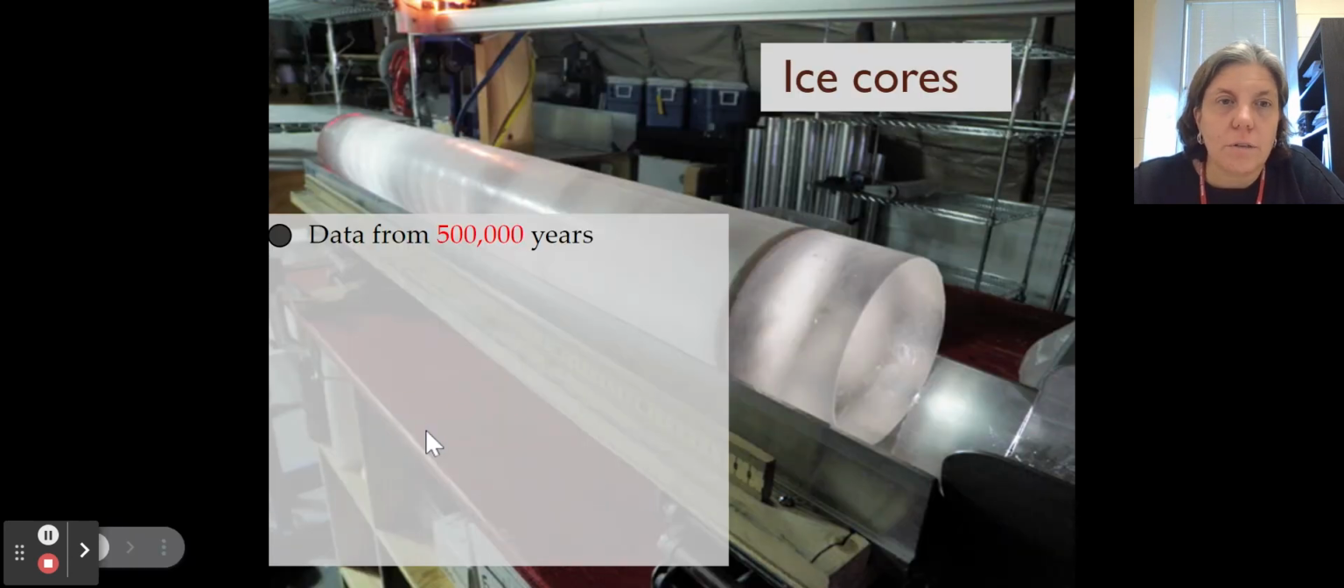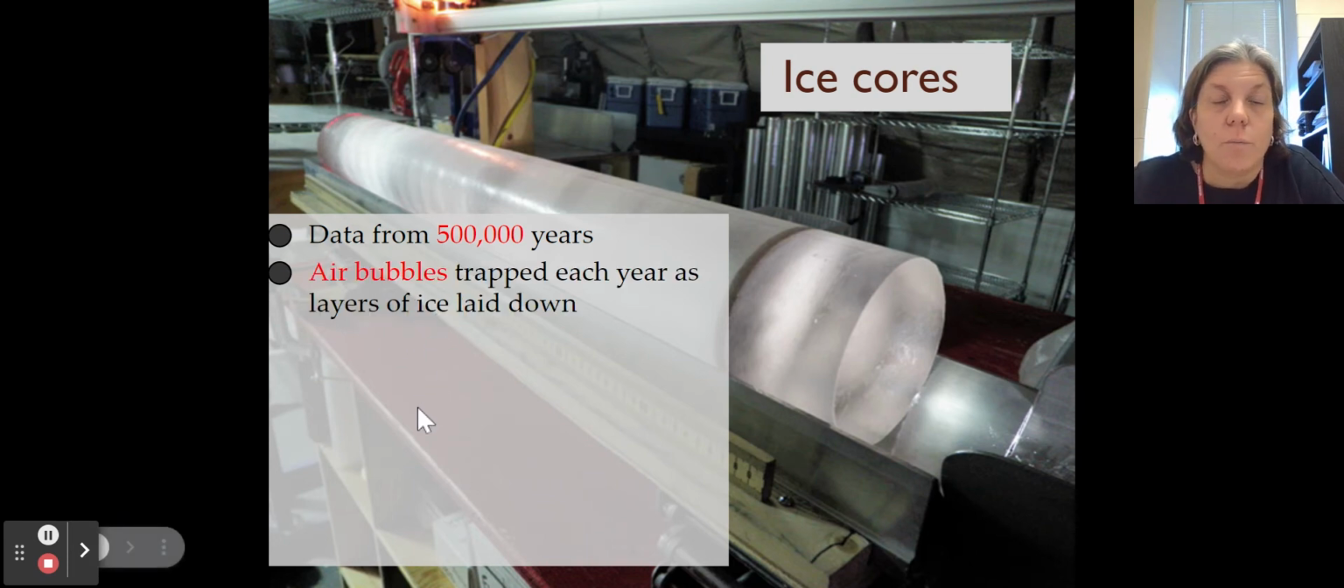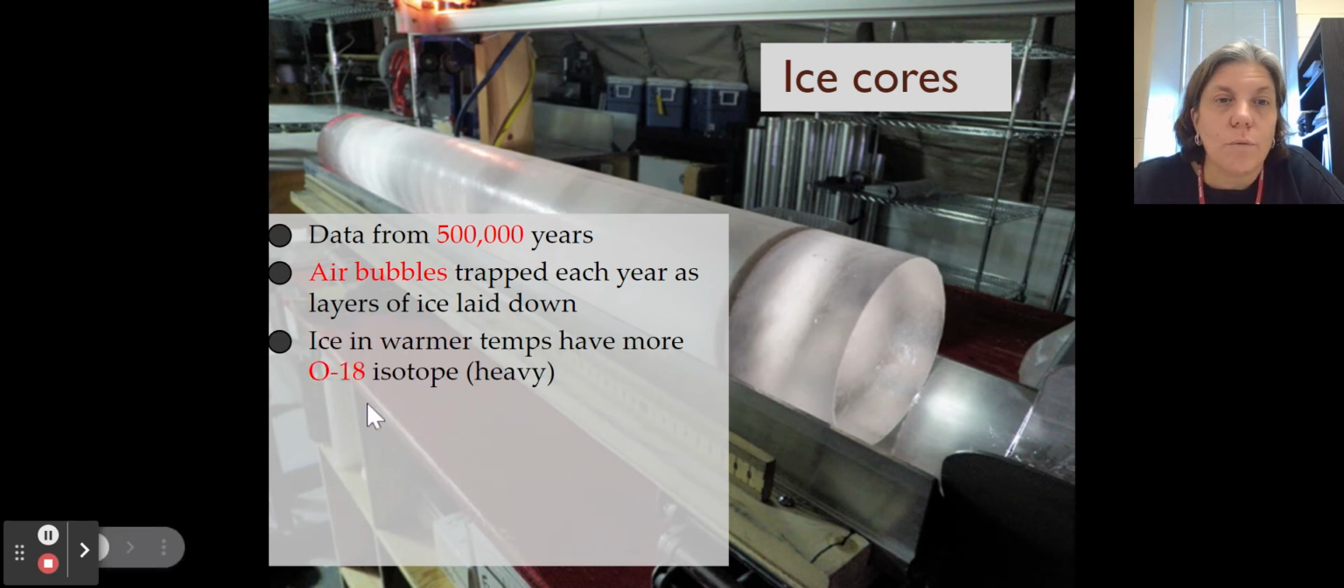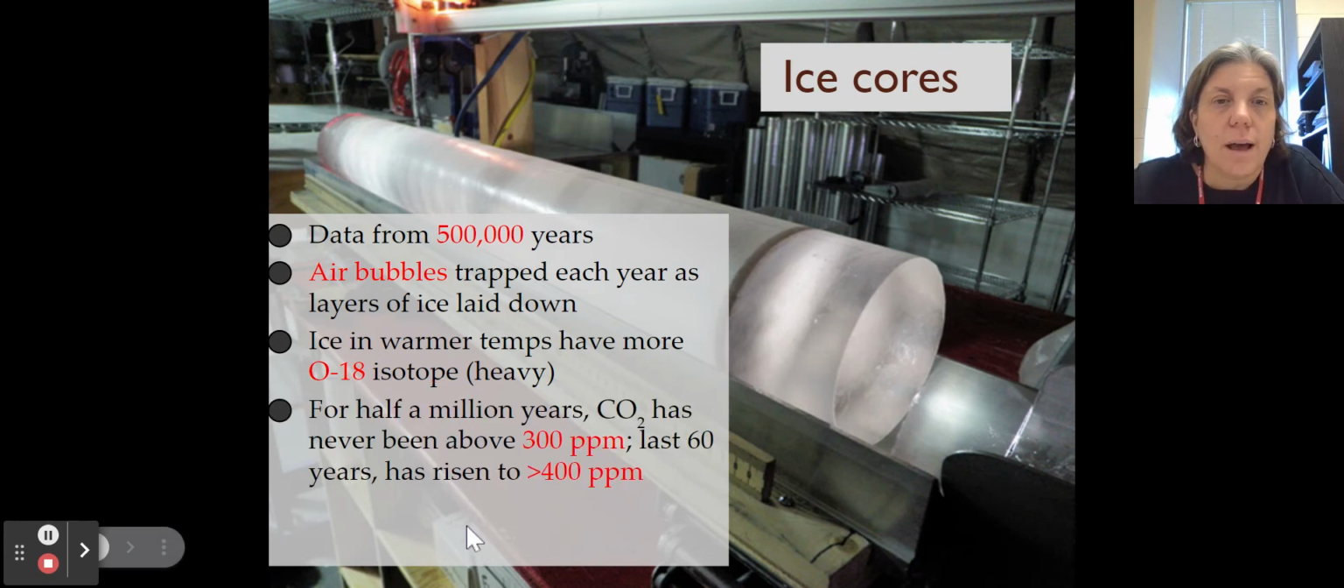Okay, so let's take a closer look at these ice cores. We've got data from 500,000 years. We look at air bubbles trapped as each year of ice is laid down. Ice in warmer temperatures has more oxygen 18 isotope, which is heavier. And so for 500,000 years, CO2 has never been above 300 parts per million. And we know this from the ice core data.